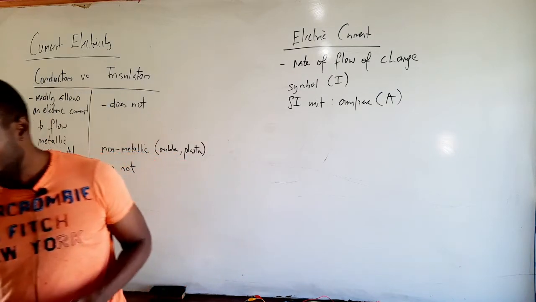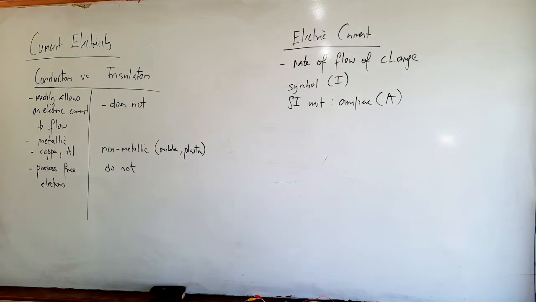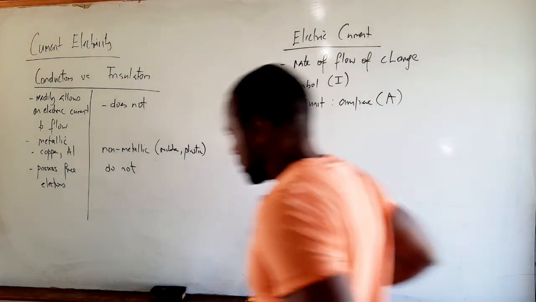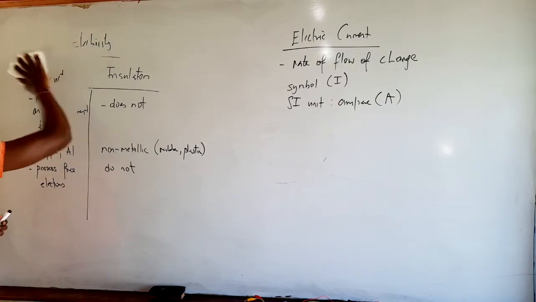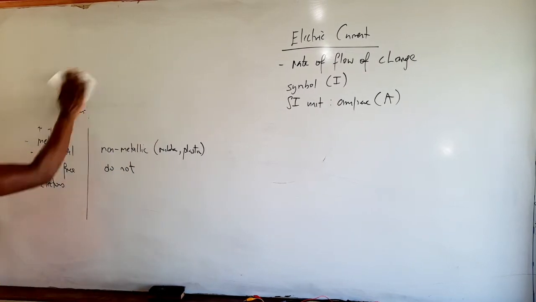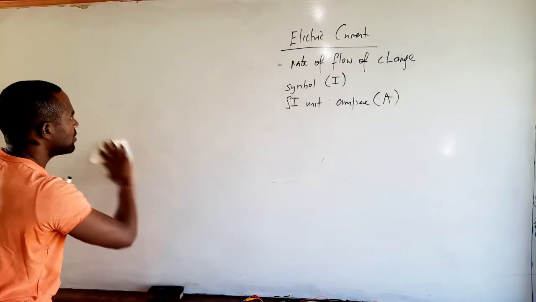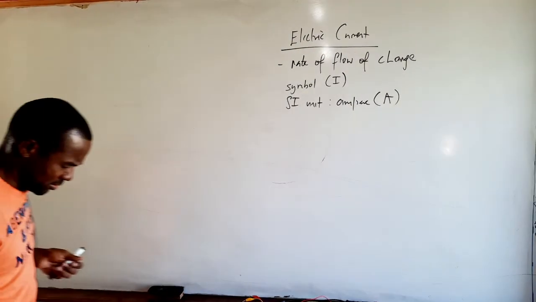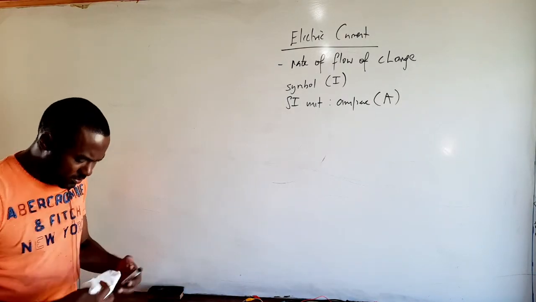Now, the syllabus also wants us to look at what is called conventional current, so we will look at what is referred to as conventional current, and of course we'll talk about what differentiates conventional current from the movement of electrons.